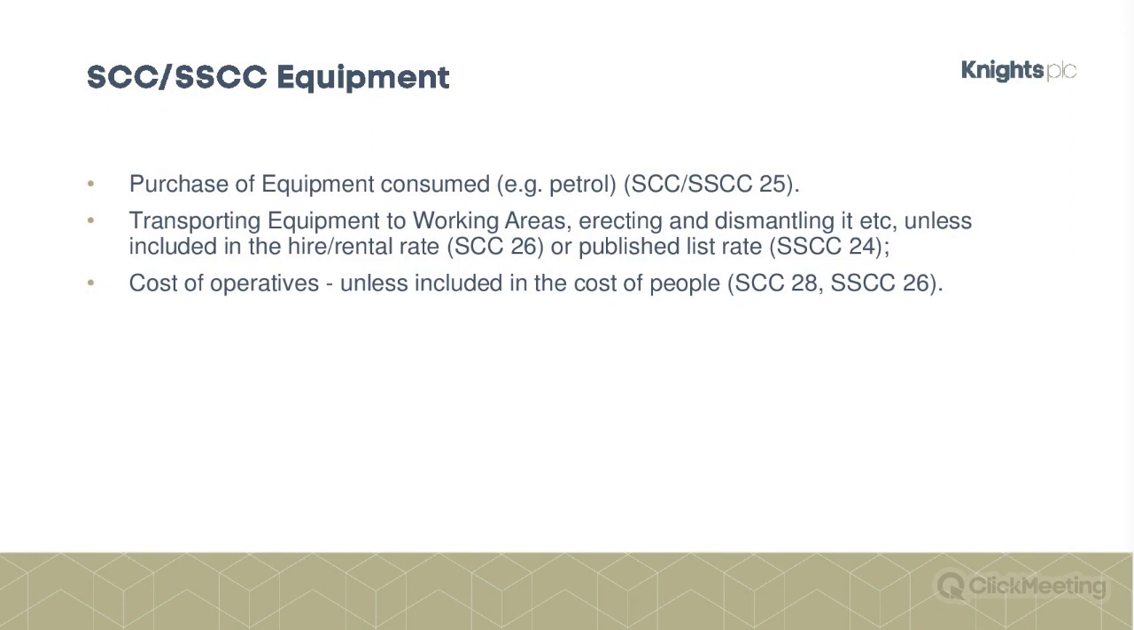For both of them, so for the schedule and also the shorter schedule, just some miscellaneous points. Equipment includes consumables, so petrol. So that's 25 of both of the schedules for when you're reading it this weekend, she says tongue-in-cheek. It also covers the cost of transporting the equipment to and from work areas, erecting it, dismantling it, and again, checks and balances. You get paid for that, but it's providing it's not already included in the hire or rental rate. So just to make sure there's no double claim.